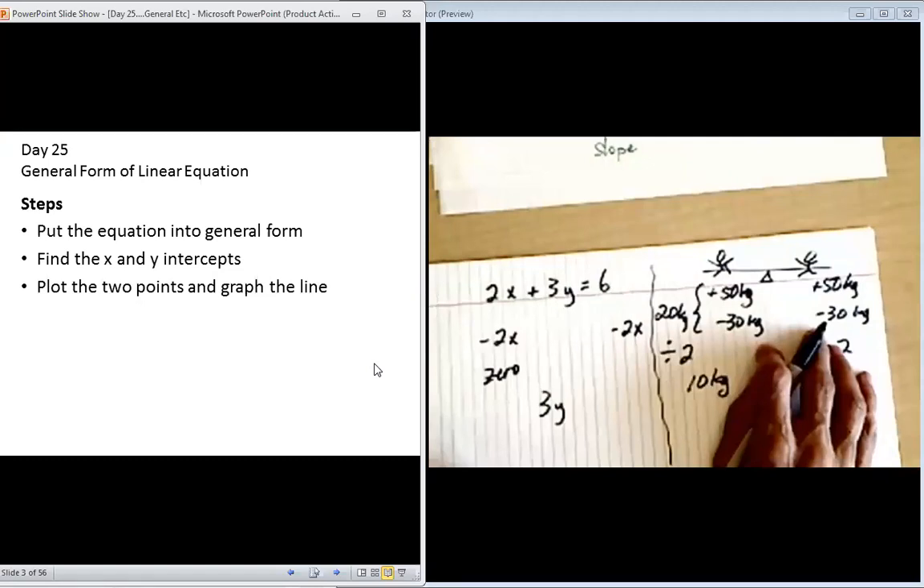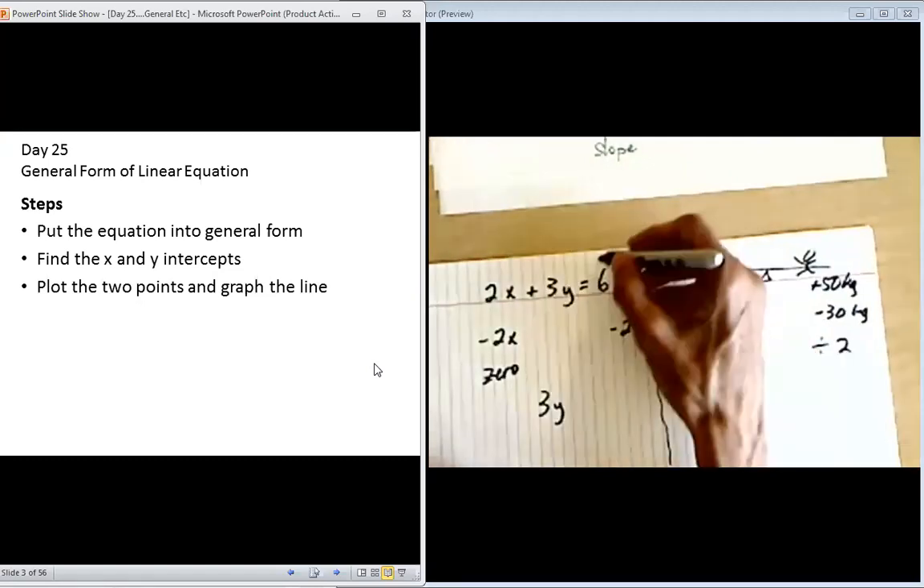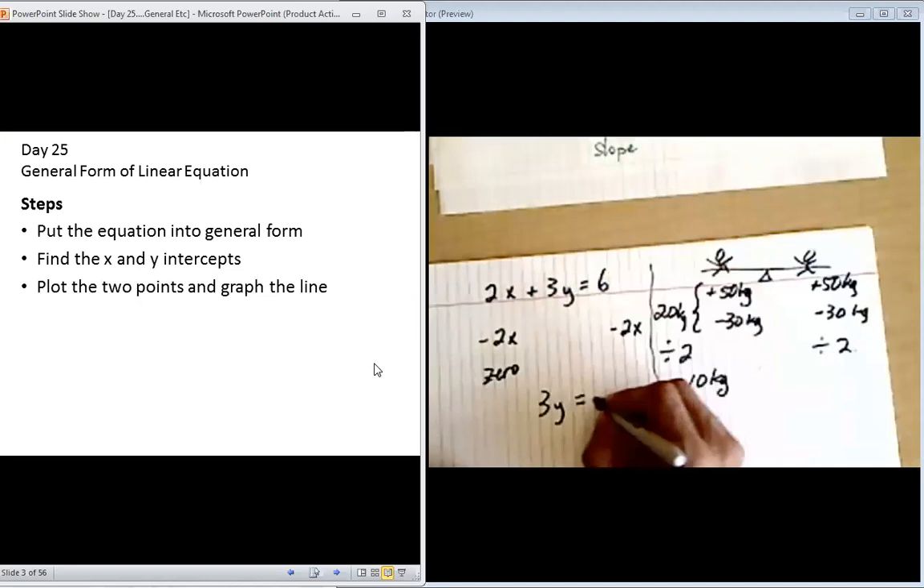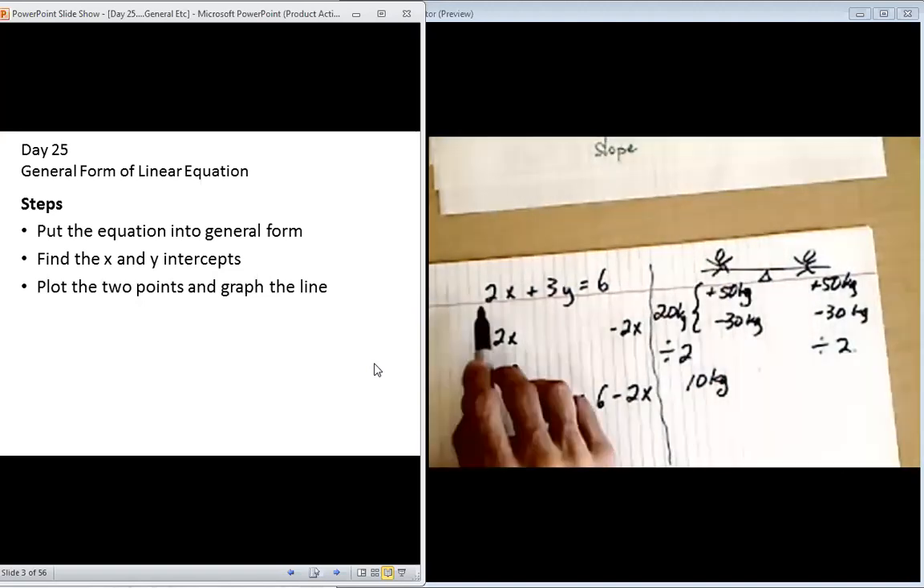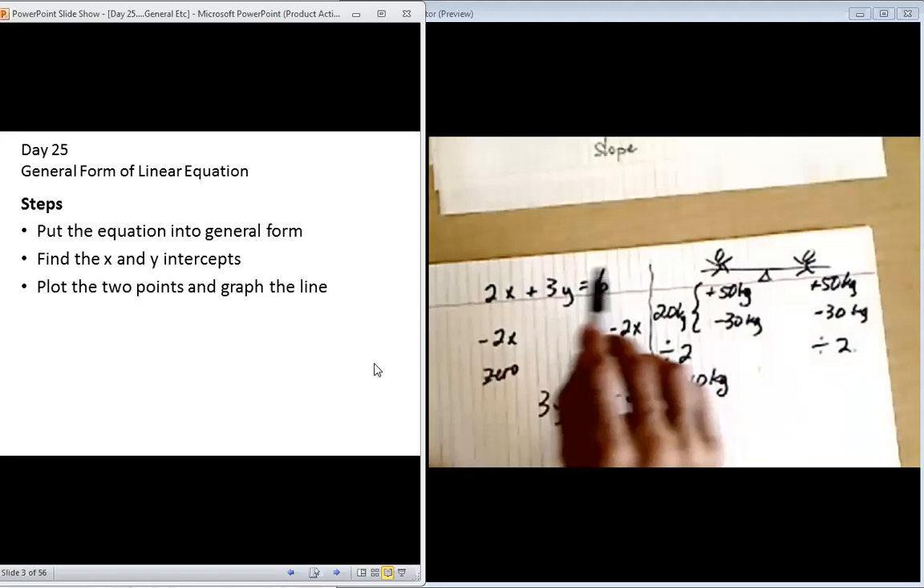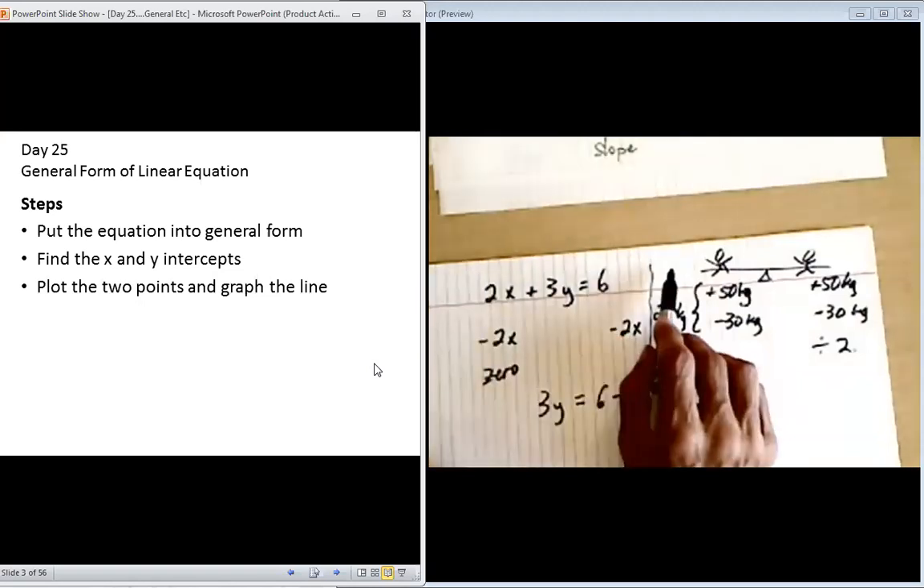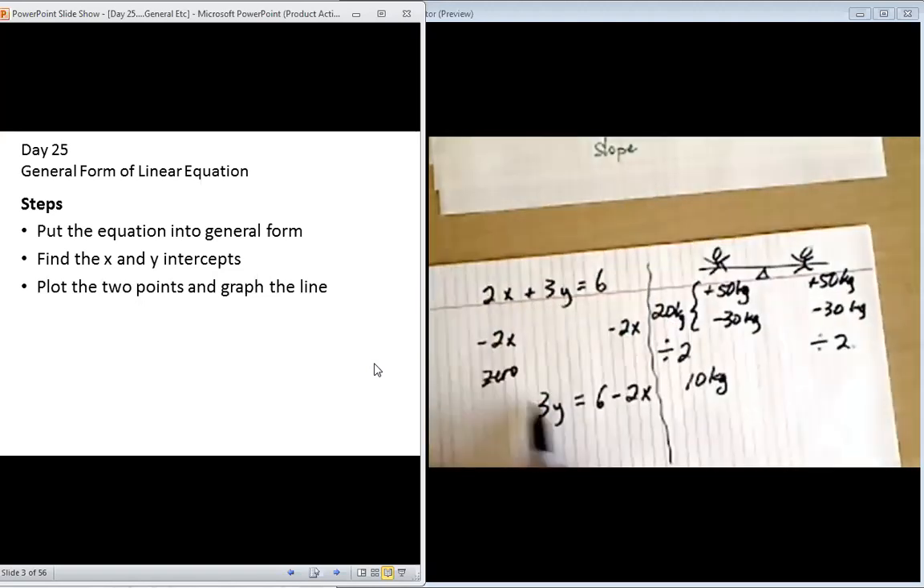On the right-hand side, what do we got? We start putting these together. We have 6 minus 2x now. See? The shortcut is when you move something from one side to the other like that, it's a plus over there, so it's going to be a minus over there. Okay, so that's where the minus comes from.